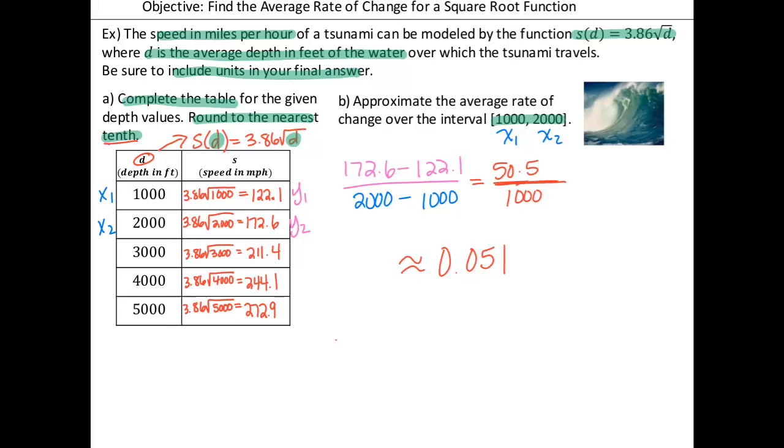So remember, it's the change in y's over the change in x's. So what's the y unit? Look at the y variable, it's miles per hour. The x unit is feet. So this is miles per hour per foot. So my unit is miles per hour per foot.